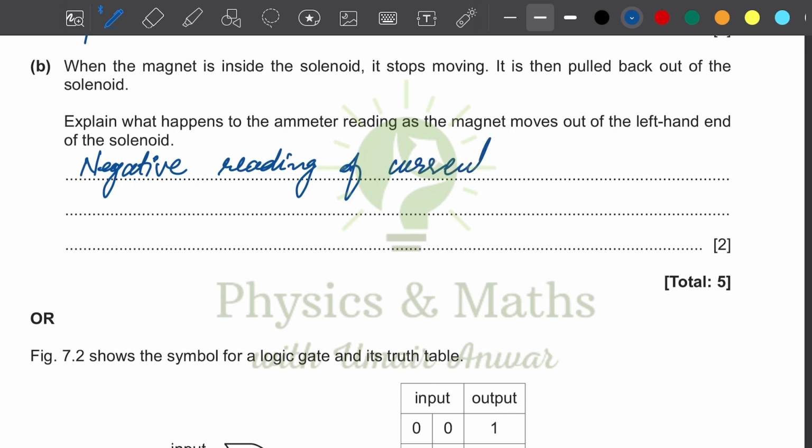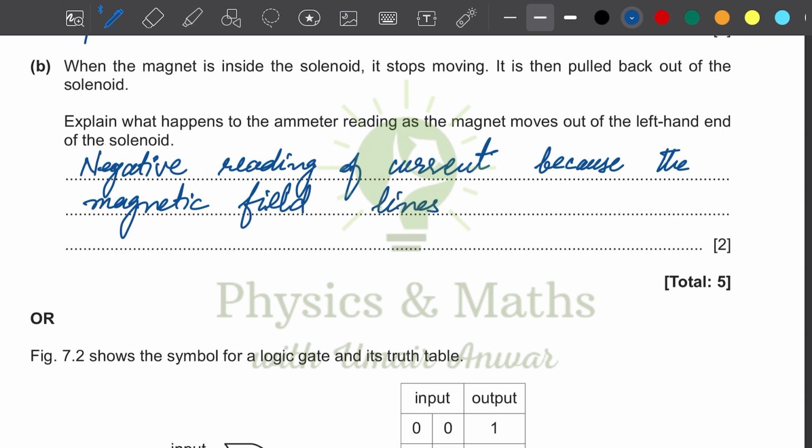because initially when the magnet was moving towards the coil, we had the positive reading of the current, and now we would have the negative reading of the current. The reason for this is the magnetic field lines are cut in the opposite direction as compared to the one that was being done before. So when the cutting takes place in the opposite direction, the EMF with opposite polarity is induced, and because of this EMF, the reverse or negative current flows through the coil.